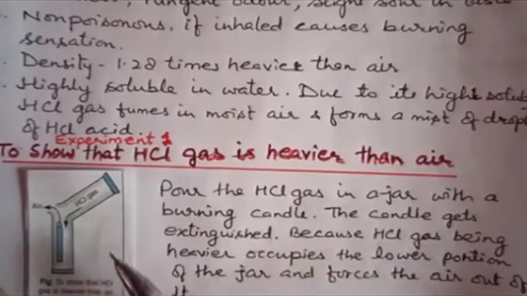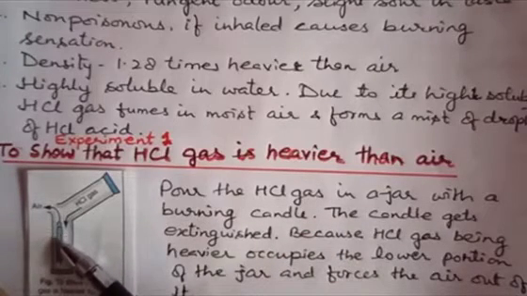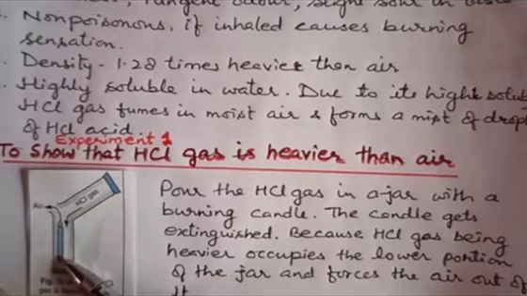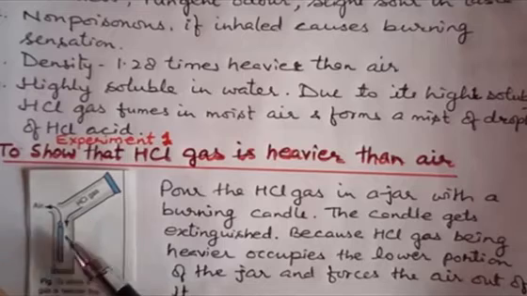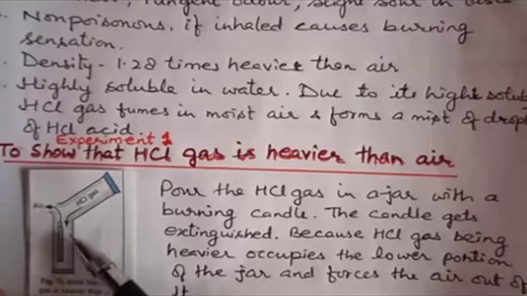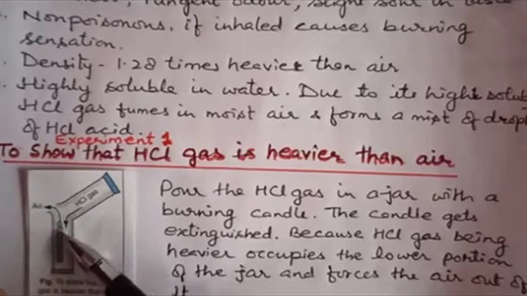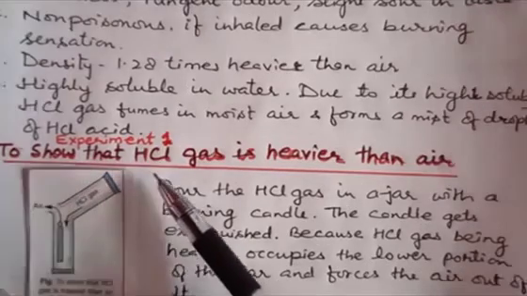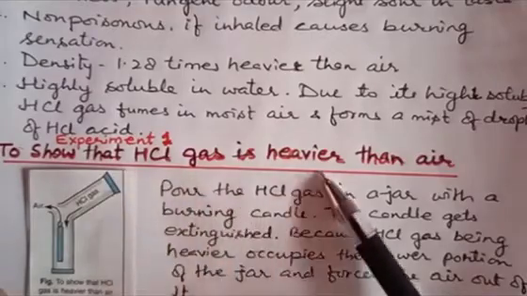Now the candle gets extinguished. Why? Because HCl gas being heavier occupies the lower portion of the jar and forces the air out. When there is no air, the candle puts off or extinguishes, and it shows that HCl gas is heavier than air.